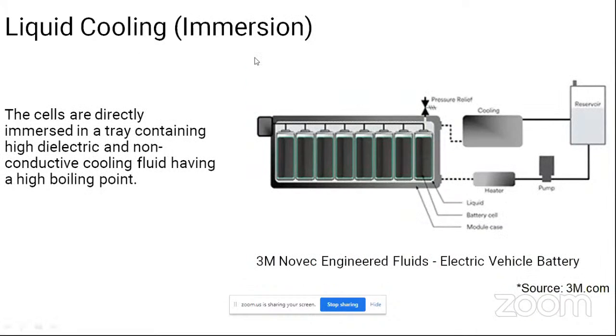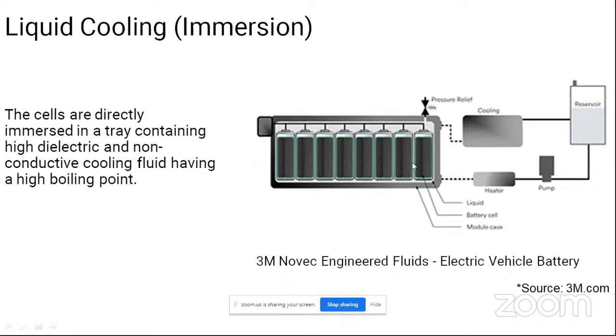Next one is liquid cooling by immersion. In this, the cells are directly immersed in a tray containing a high dielectric, non-conductive cooling fluid having a high boiling point. So how is it happening? We have a tray in which these cells are immersed in a cooling fluid. You can see this module case, then battery cell and liquid.